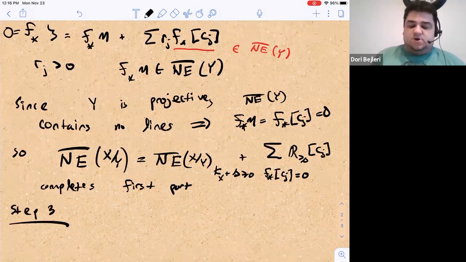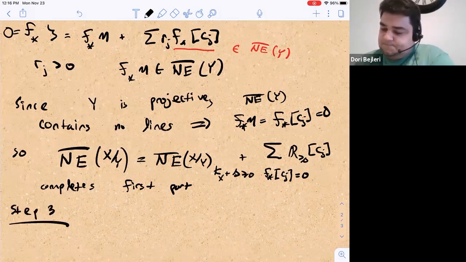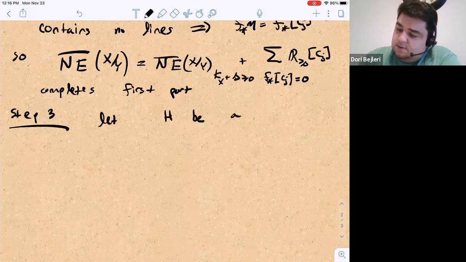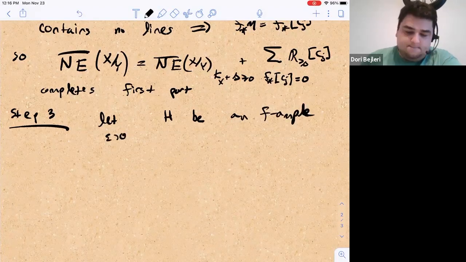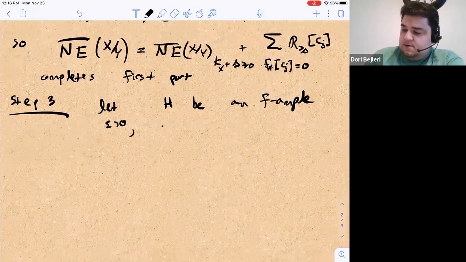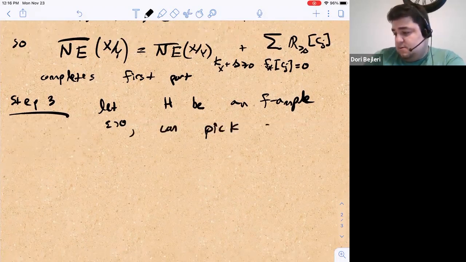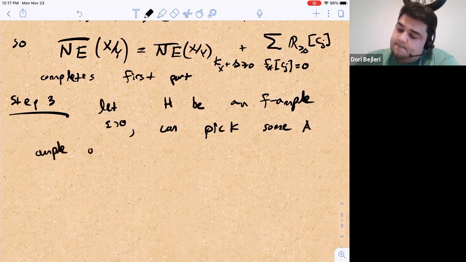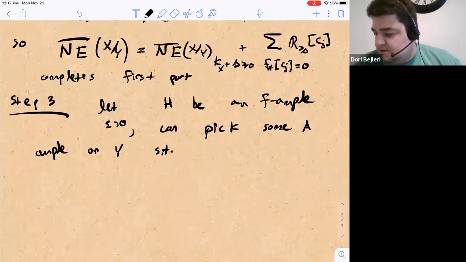So now we need to show that if you perturb by some relatively ample, then you get a finite sum. So let H be relatively ample, and pick some epsilon greater than 0. Now, because we have this f ample, we can pick some ample A on Y, so that when we pull back, we get something ample on X. We might have to make A positive enough, so you might have to multiply by some very large m, but that's okay.